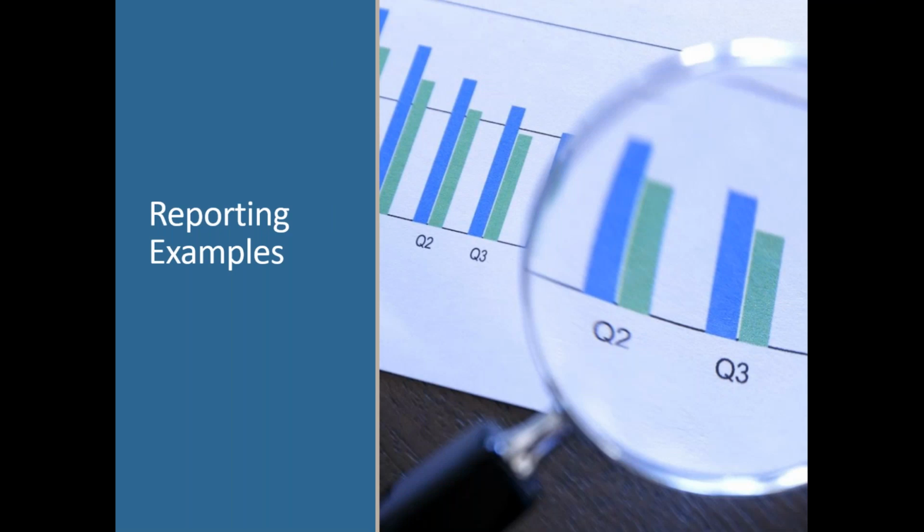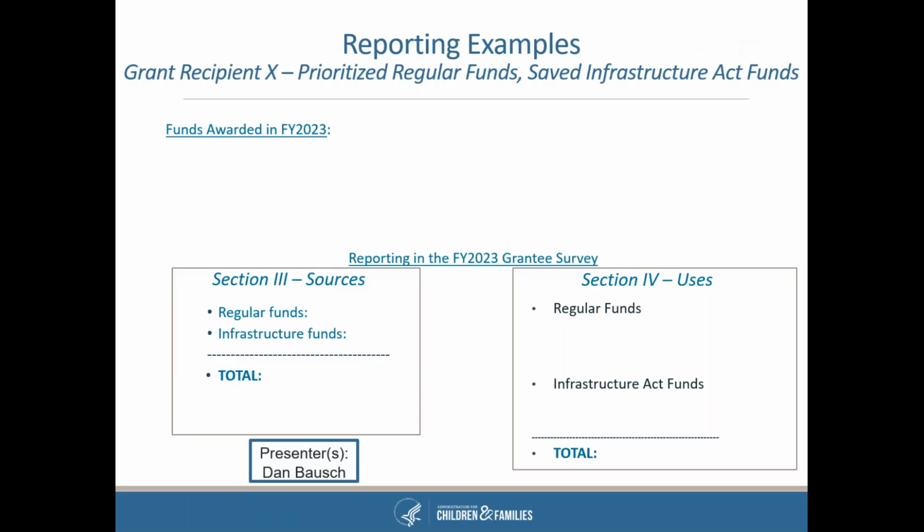So we wanted to go through one or two examples quickly, just to show you what this would look like within the grantee survey. So we're going to show you these simplified examples. They're not what the report looks like in the form, but we just want you to pay attention to what it'll look like in section 3, which is on the bottom left hand of this screen, and what information would be reported in section 4 for the uses of funds.